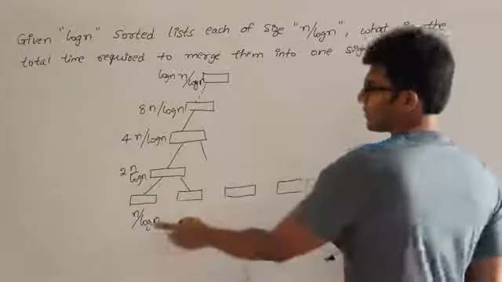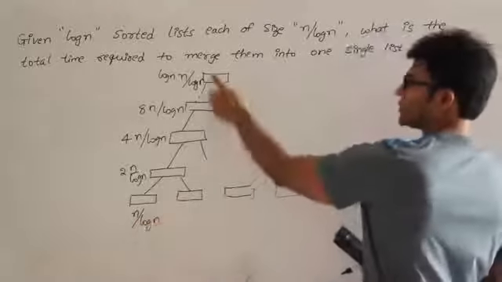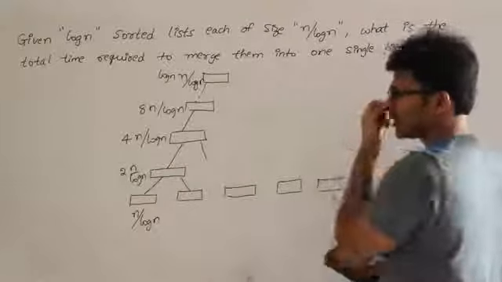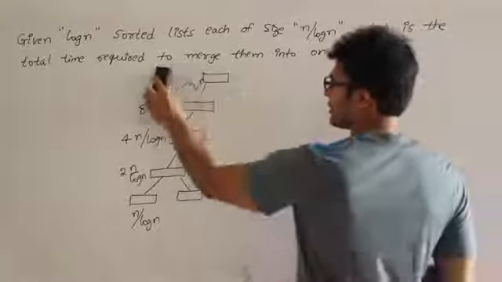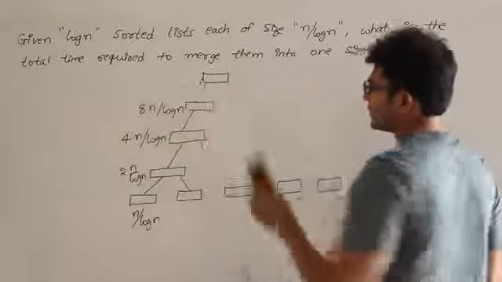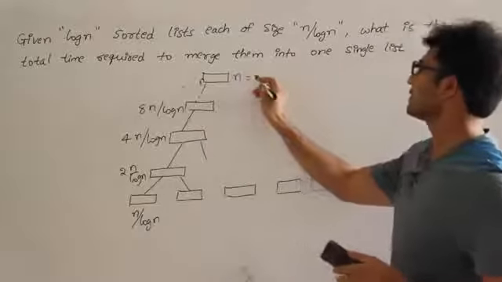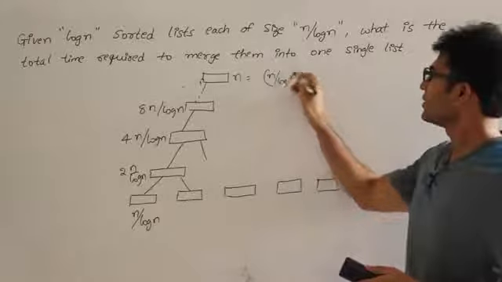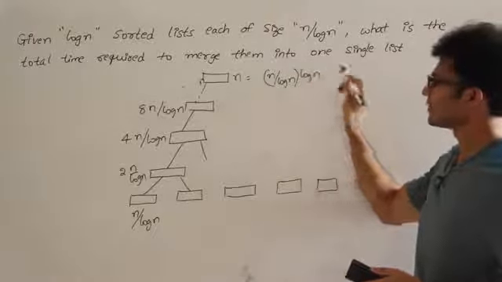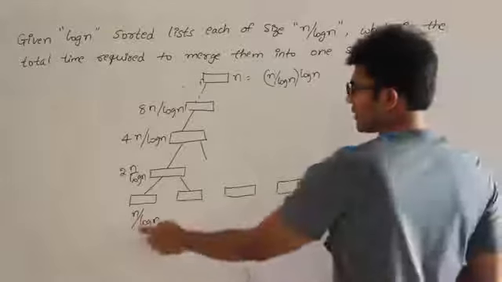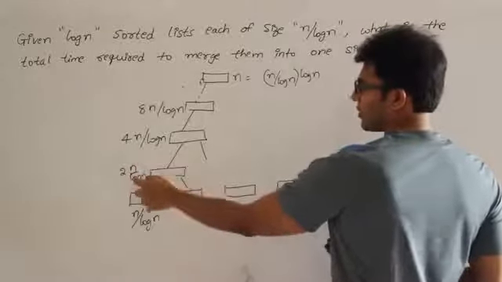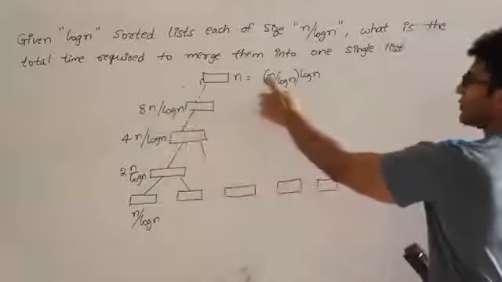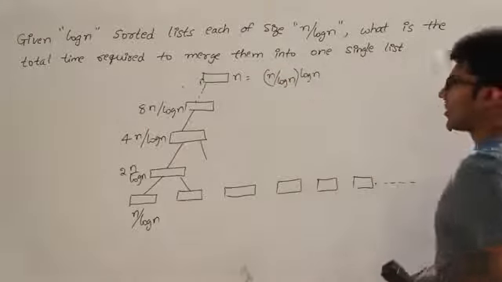See, from the size n by log n, I have to reach the size of n. So how? By doubling, right? In order to get a size of n, that is nothing but n by log n into log n. So first it is n by log n, then 2 into n by log n, then 4 into n by log n, then 8 into n by log n, and finally log n into n by log n, right?